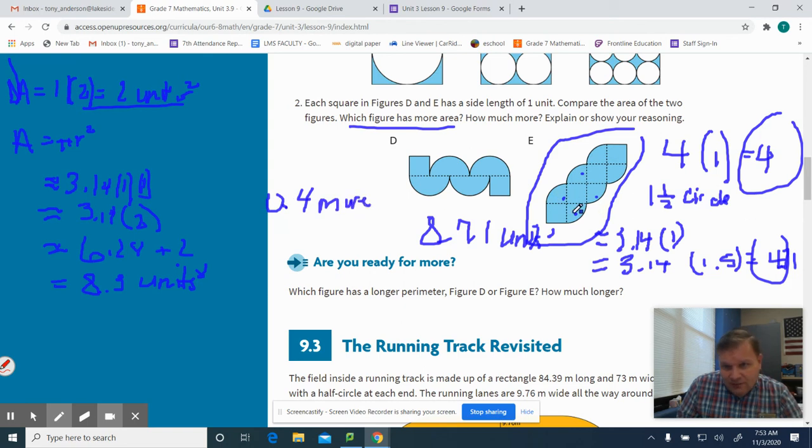Pay attention to how many circles you have. What can you put together to make a full circle? Be sure that you multiply the number of circles that you have by your area of the circle. Explain or show your reasoning, that's important. Showing your work is showing your reasoning. So the answer to number 2 is E has more area, but not a whole lot more, just about 4/10 square units more.